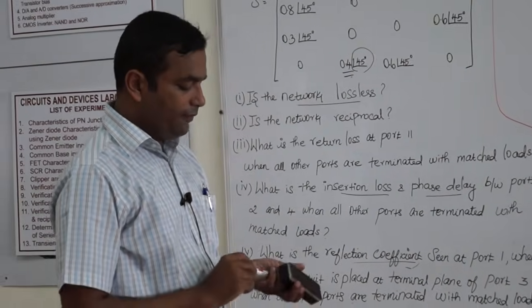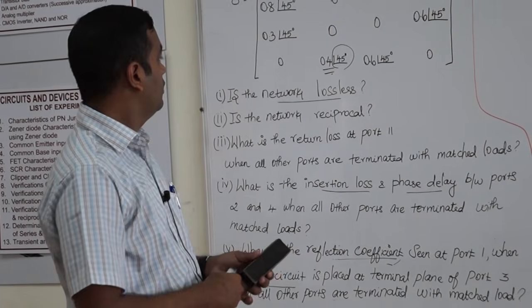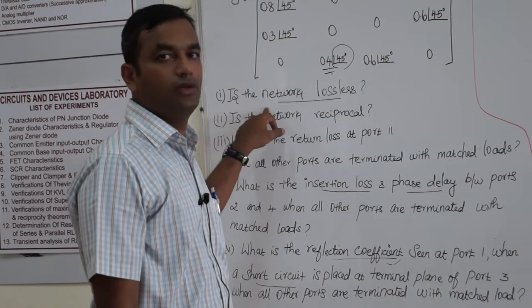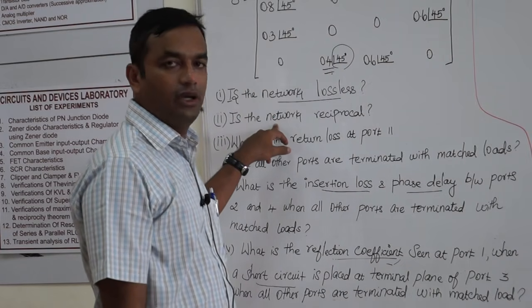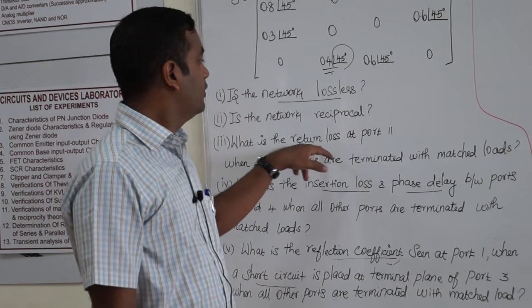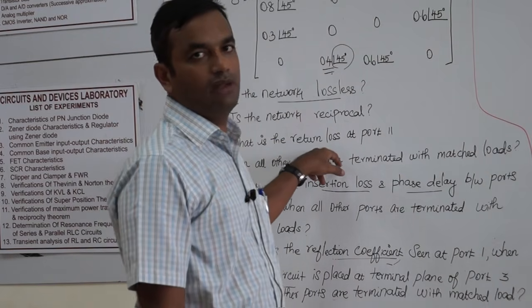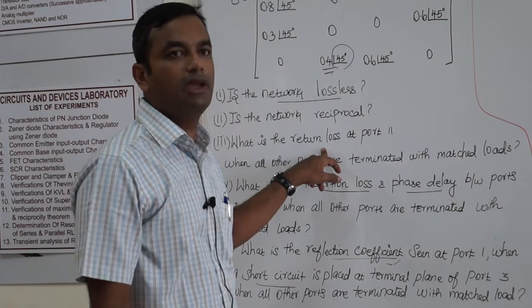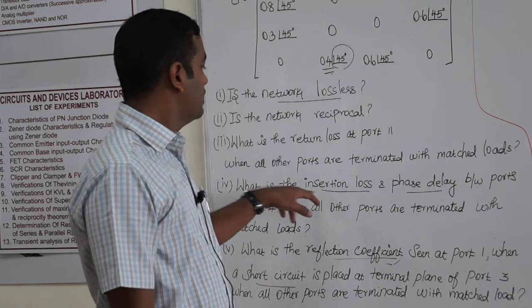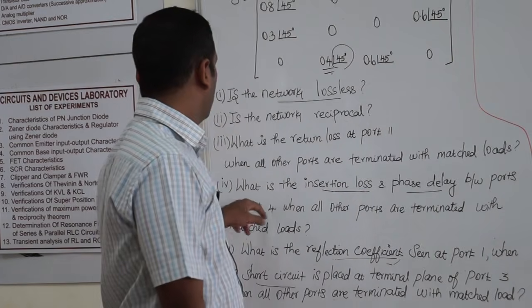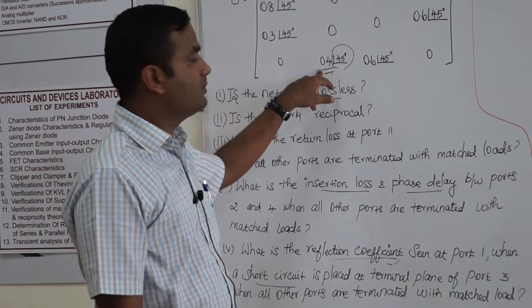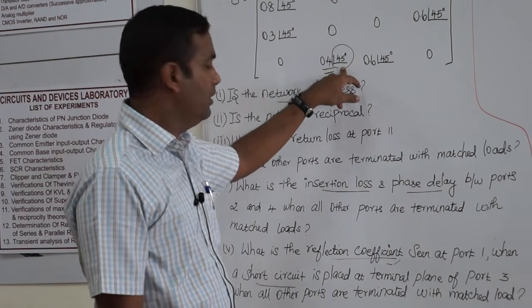Alright, so just a recap of our problems. First, to show that a network is lossless, S star transpose into S should be equal to the identity matrix. To show a network is reciprocal, it should satisfy the condition S is equal to S transpose. Third, to find the return loss, you use the magnitude of S11, but make sure you take minus 20 log to calculate the return loss. Similarly, for the insertion loss between ports 2 and 4, you will have S42. So 0.4 will be the magnitude of the insertion loss, and 45 degrees will be the phase delay.